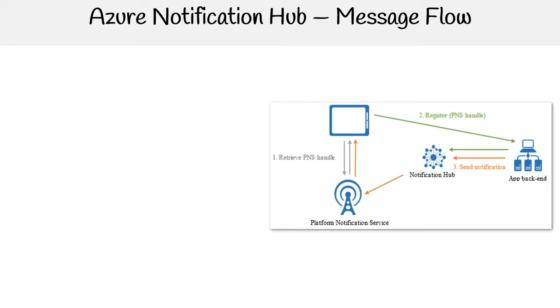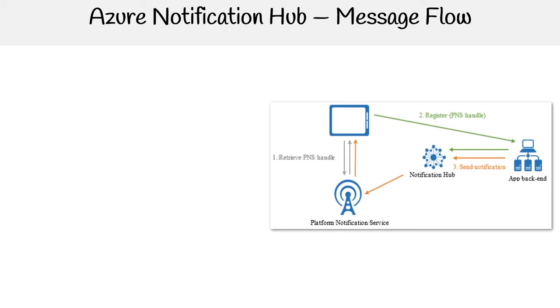All right, let's take a look at how message flow works for Azure Notification Hub. So notice this tower here. This is the platform notification service by your provider. If you're using Apple, they have their own, Microsoft has their own, et cetera. The idea is that Notification Hub is connected to that, and that's how the notification gets pushed out. So Notification Hub is just pushing to this tower, and then this tower pushes out to tablets that are subscribed, okay?